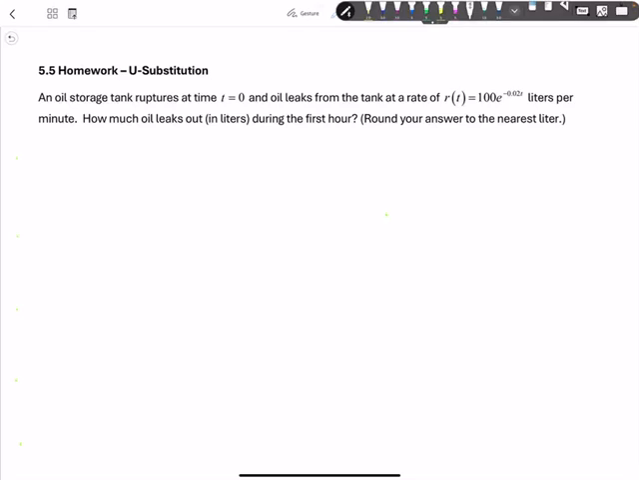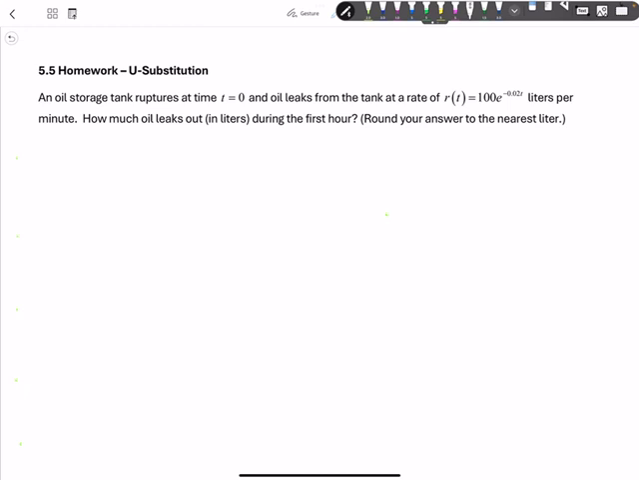We are looking at some more U-substitution problems, and our next problem says the following. An oil storage tank ruptures at a time t equal to 0, and oil leaks from the tank at a rate of 100 e to the negative 0.02 t liters per minute. How much oil leaks out in liters during the first hour?